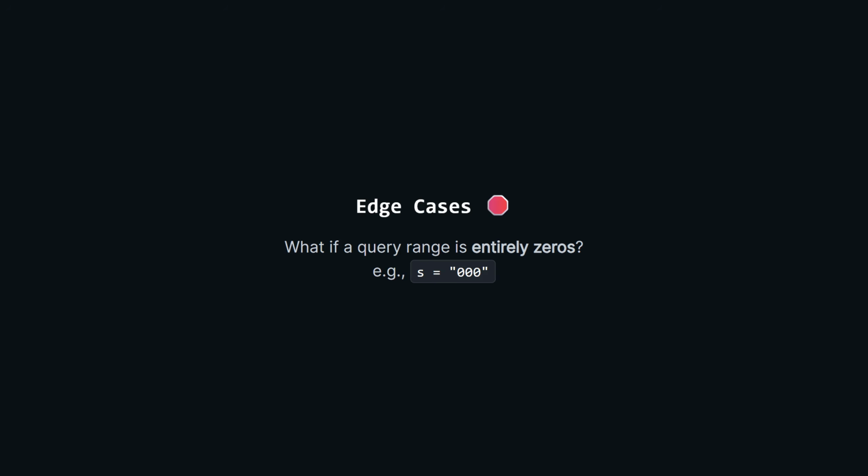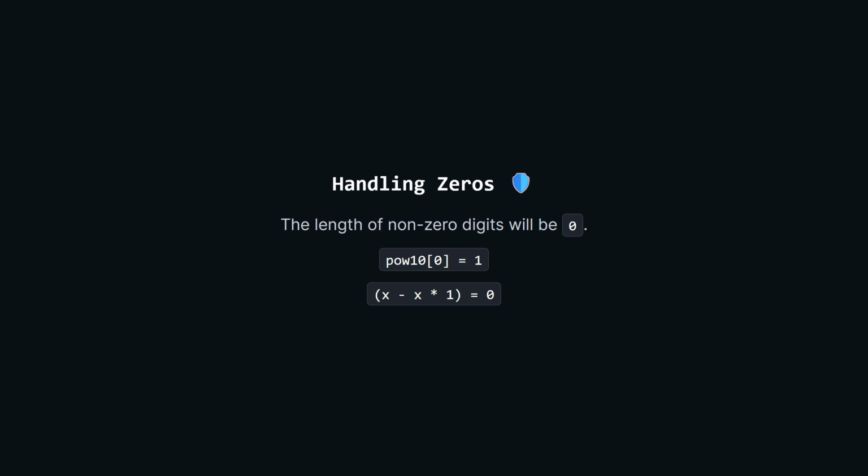You might be wondering about edge cases. What happens if a query asks for a chunk of the string that is nothing but zeros? Well, our prefix arrays handle it perfectly. The count doesn't change, so the difference is 0. When we look up 10 to the power of 0, we get 1, and the math naturally cancels itself out to 0 without breaking anything.